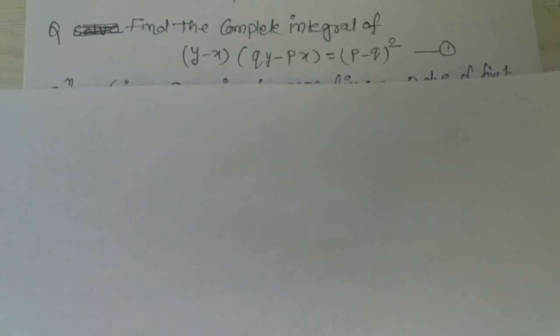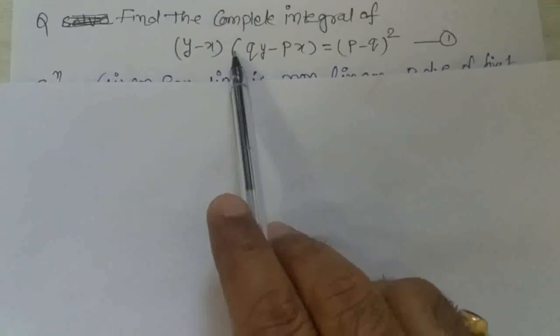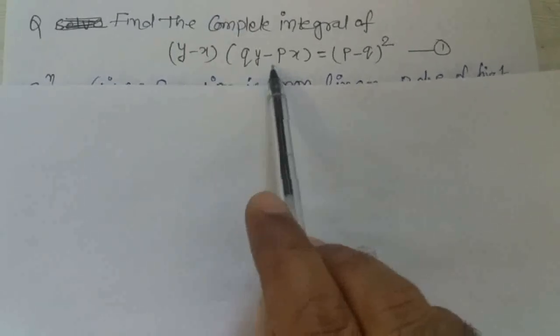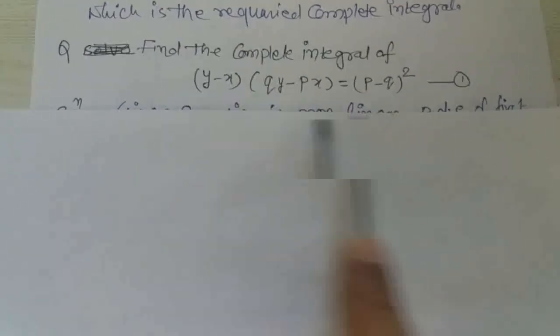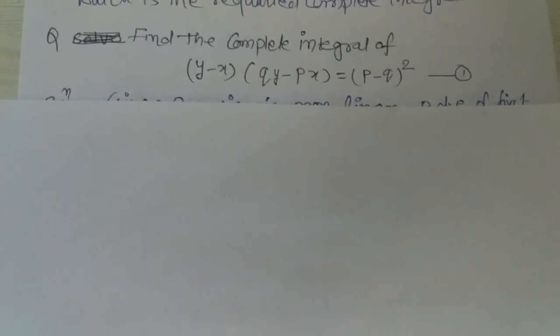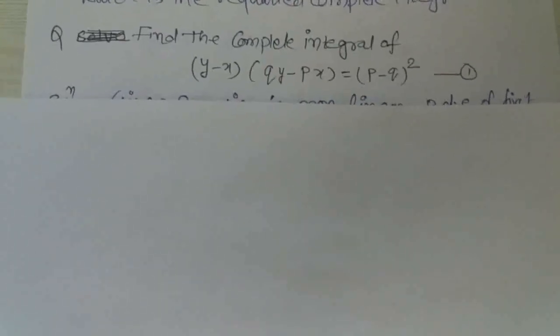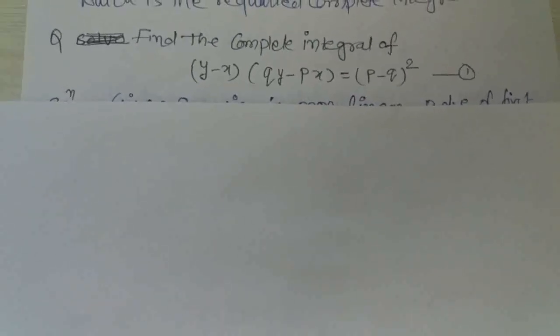Next is: find the complete integral of (y minus x)(qy minus px) equal to (p minus q) whole square. This is a non-linear partial differential equation of first order, but not in standard form. So first we reduce the equation into standard form and then obtain its complete integral.